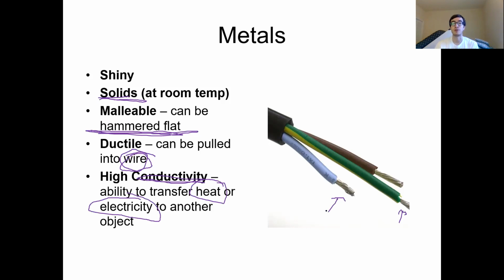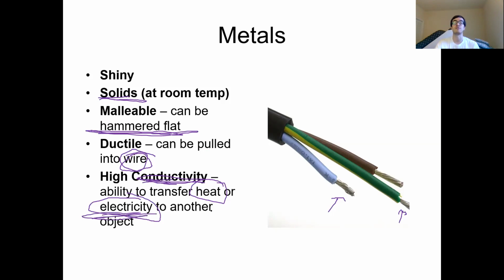This is why your pots and pans that you use on your stove are made out of metal and not like rubber or plastic or wood. Those things are very non-conductive. So even if you put a lot of heat into them, the inside isn't going to be very hot. Metals are conductive. So as soon as one part of the metal starts to get hot, it very quickly starts to spread that heat around to the rest of the metal. Same thing with electricity.